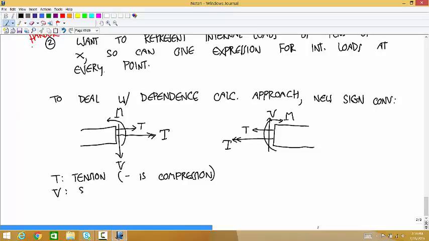V is called the shear force. I don't know where the naming comes from. I don't know what that V signifies, but M is called the bending moment. And fancy T is called the torque, or the torsion.